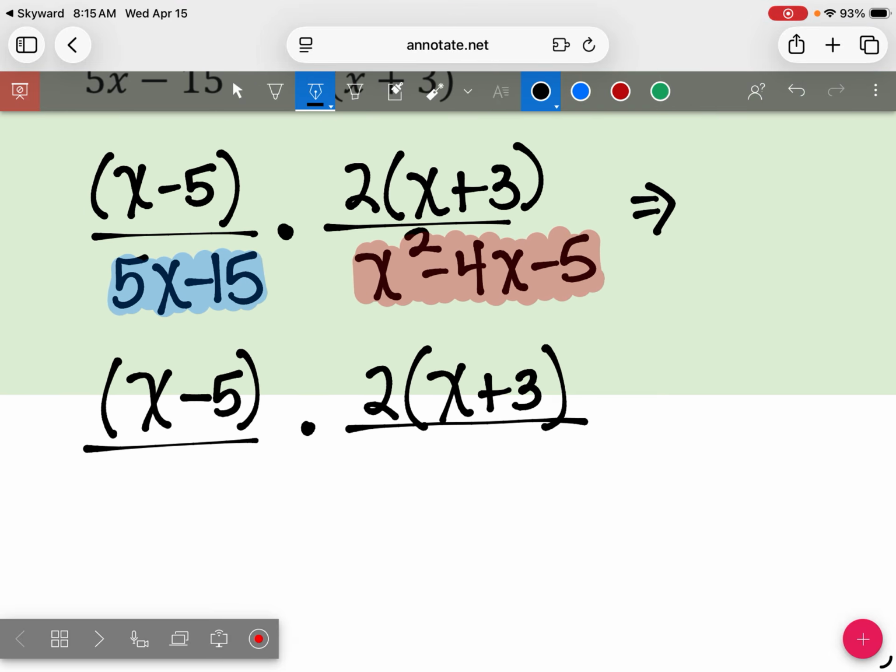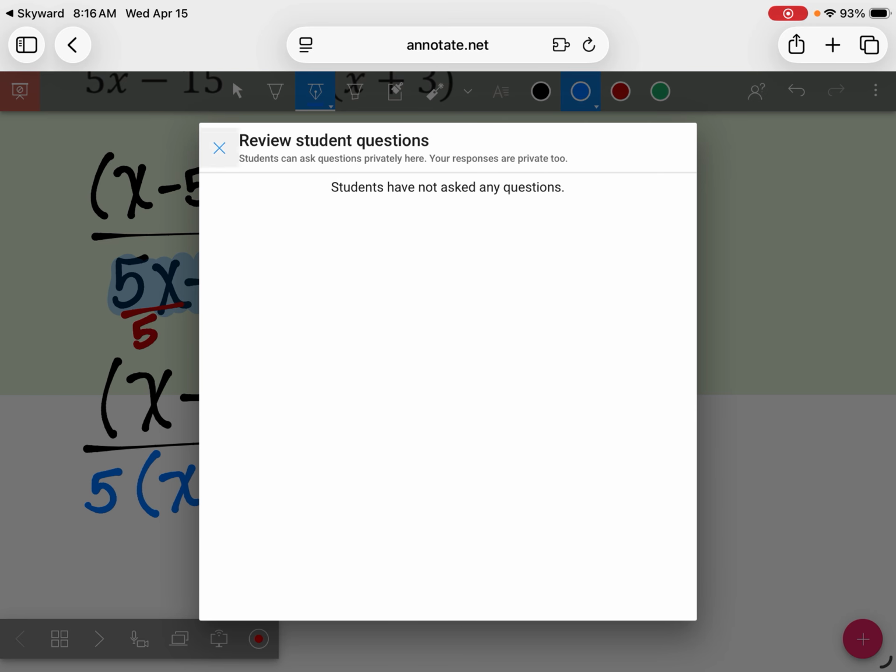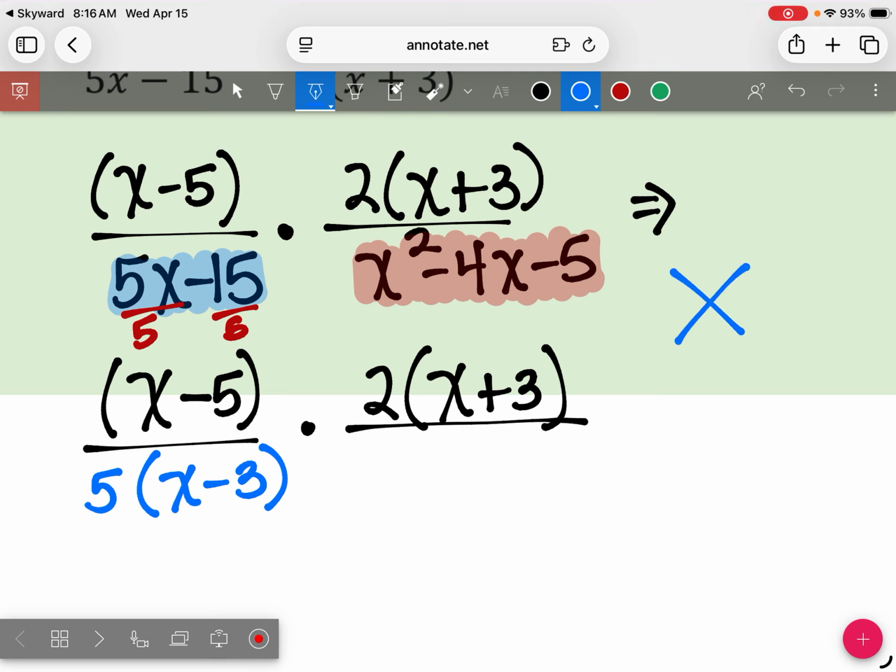The greatest common factor is the largest number that we could take out of 5 and 15, which in this example is 5. So when I take out the 5, I'm left with X minus 3. What would be two numbers that multiply to be -5 and add to -4? Two numbers that multiply to be -5 but add to -4.